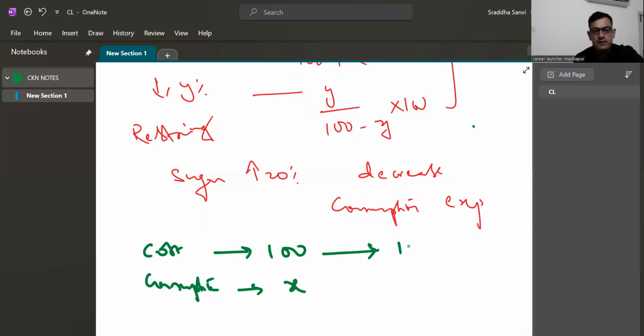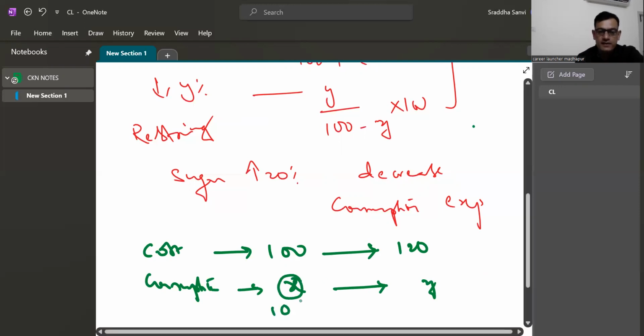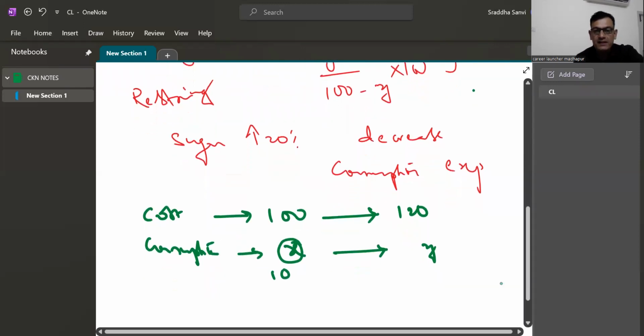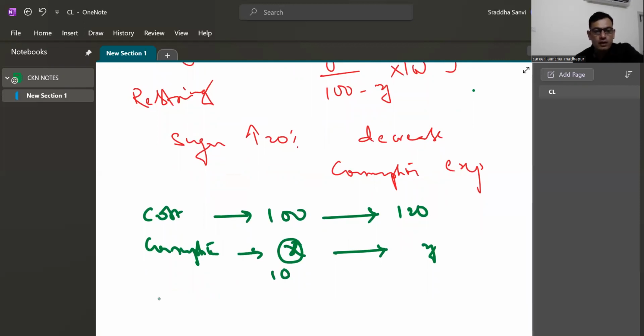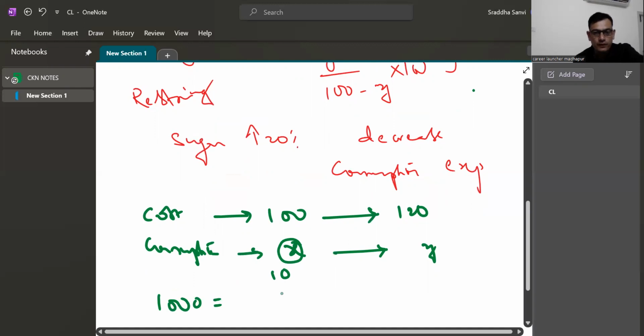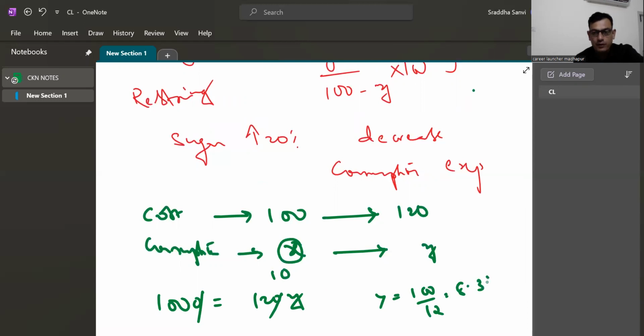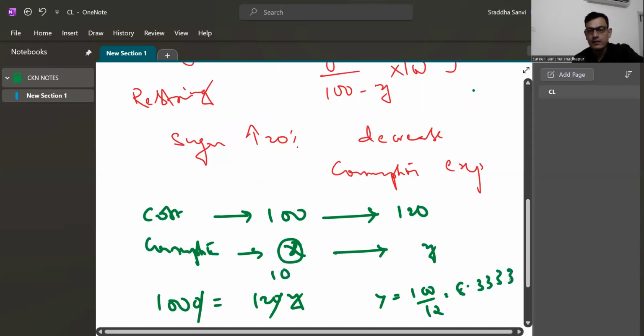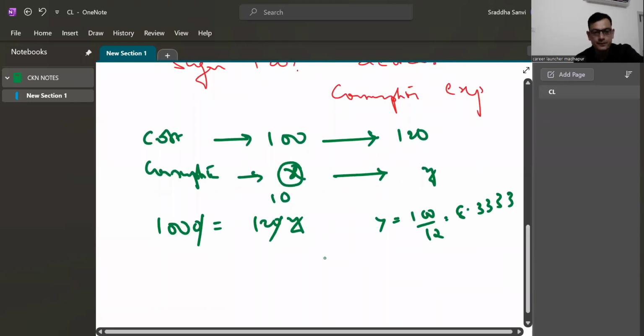Now the cost increased by 20%. The new amount is 120. You don't know how many kgs are left. Say there are Y kgs. Now for the comfort of the problem, I'll assume this is 10 kgs previously. Previously, a family used to spend 100 rupees per kilo on 10 kilos of sugar, so the total expenditure is 1000 rupees. Now this is 120 into Y. If I simplify the expression, the value of Y equals 100 by 12, which is 8.3333 kgs.